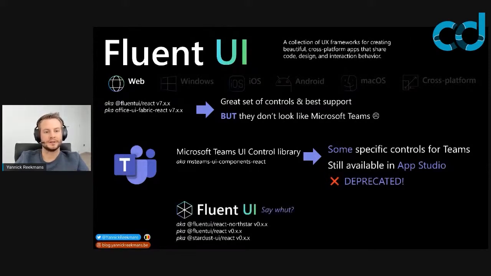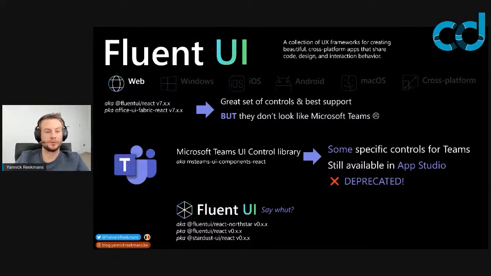So we've got another option, and we're back to Fluent UI. Well, kind of. So Fluent UI, this thing for Teams, is known on npm as @fluentui/react-northstar v0. And it was previously known as @fluentui/react v0. And it was then previously known as Stardust UI React v0. So it went through a lot of name changes. And it's quite difficult to find because there's not much pointing there.